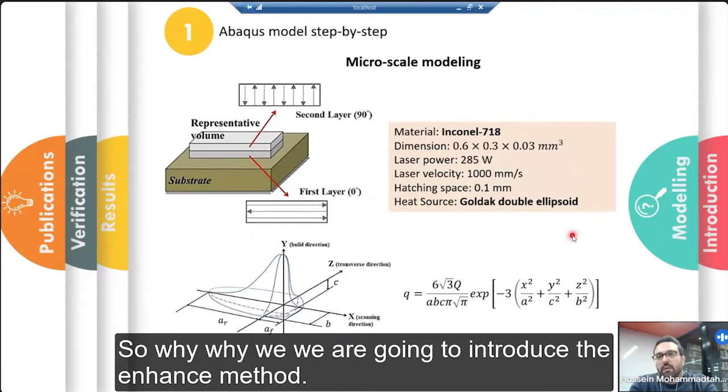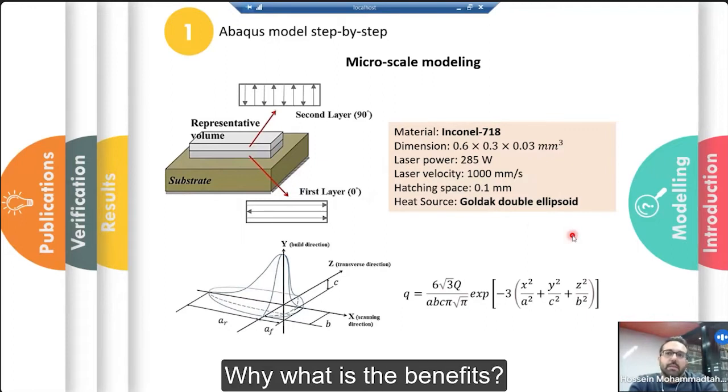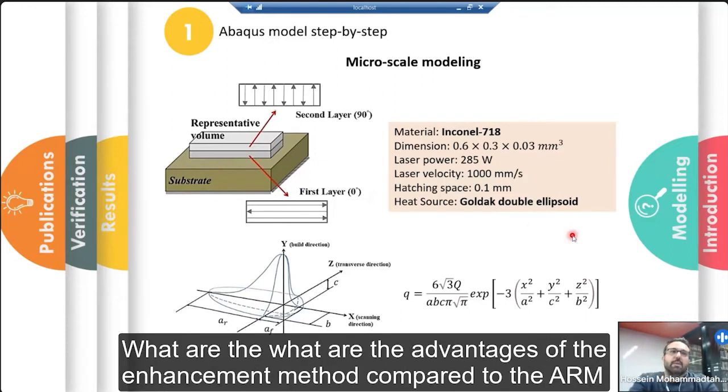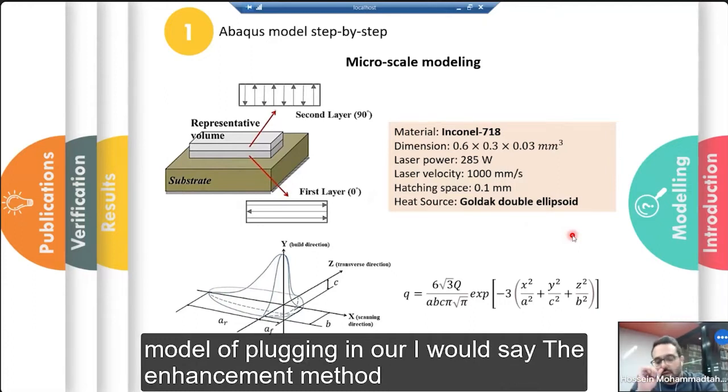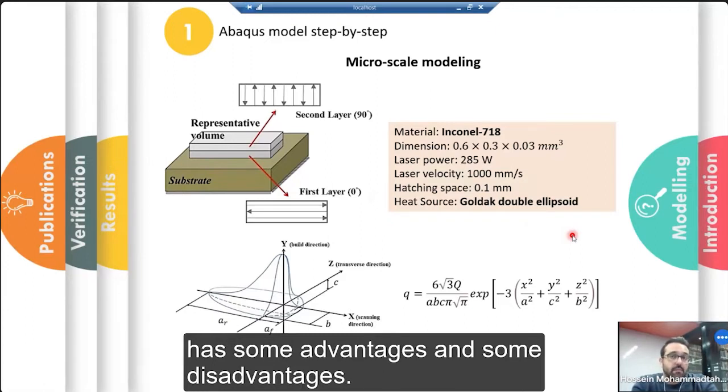So why are we going to introduce the inherent strain method? What are the benefits? What are the advantages of the inherent strain method compared to the AM Modeler plugin in Abaqus? I would say the inherent strain method has some advantages and some disadvantages.